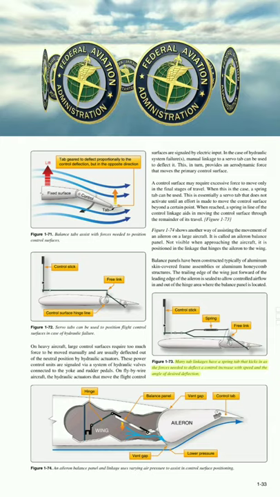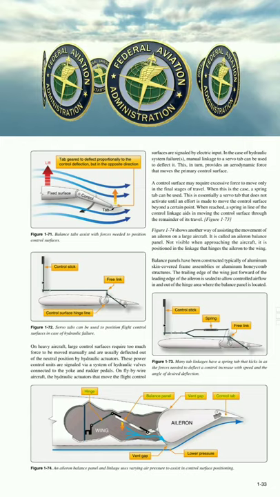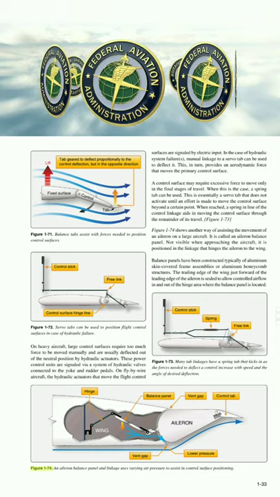Hinge, balance panel, vent gap, control tab. Aileron, wing, vent gap, lower pressure. Figure 174. An aileron balance panel and linkage uses varying air pressure to assist in control surface positioning.